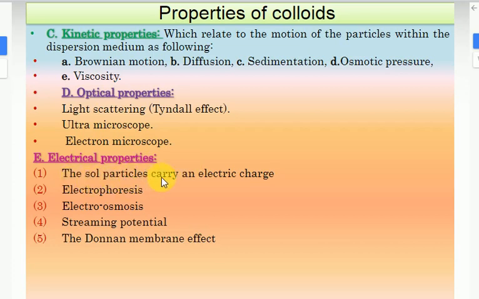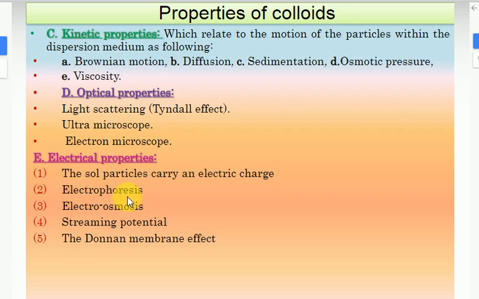The solid particles carry an electrical charge. A solid in a liquid generally carries charge only. Clear? So next one is electrophoresis. What charge is present on the colloidal particles? Why do they get the charge? We are going to discuss this in this session only.